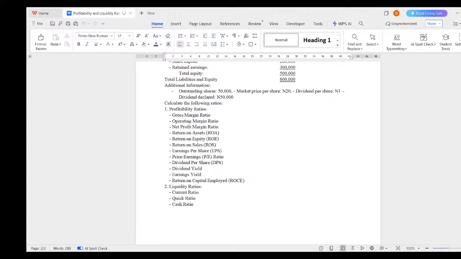Okay, so let me look for the ratio computation sheets so I can bring it for us to look at.